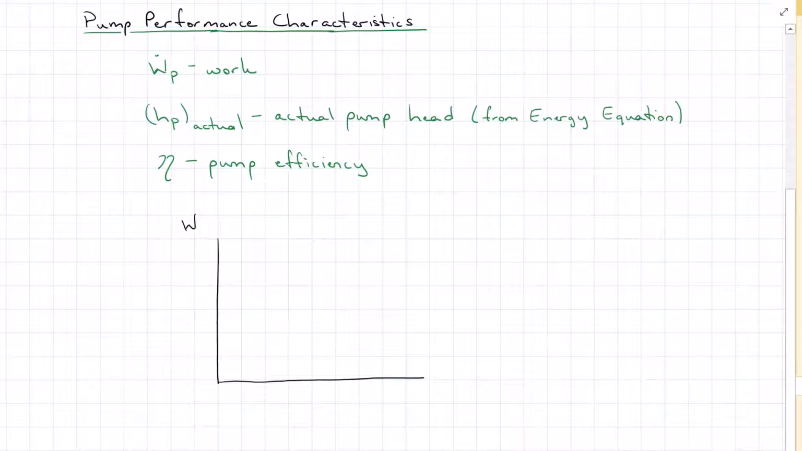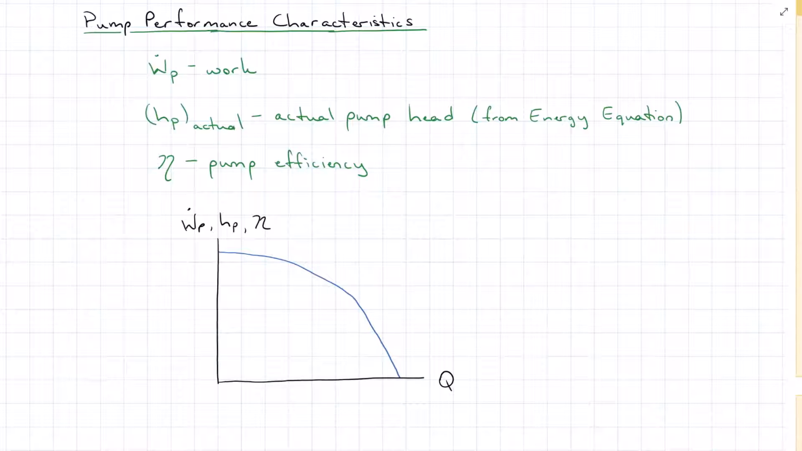All of these values, work, head, and efficiency, have a relationship to flow. As the flow increases, the head is going to decrease. The work is going to increase for the most part, and it comes back down. And the efficiency has a peak point here before it starts coming back down.